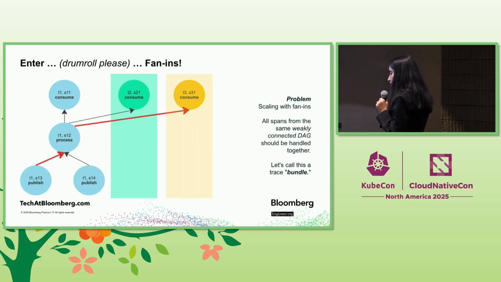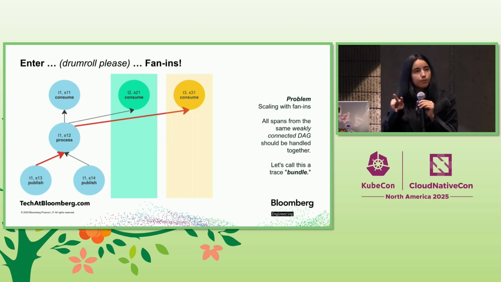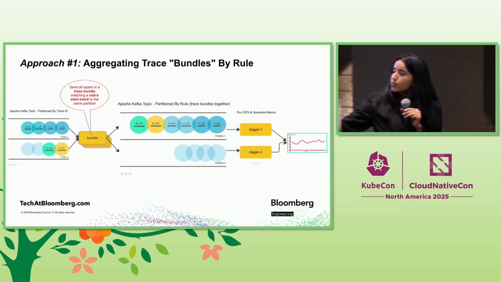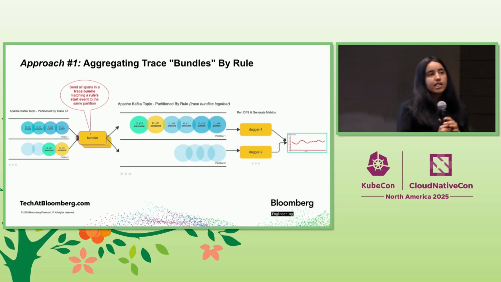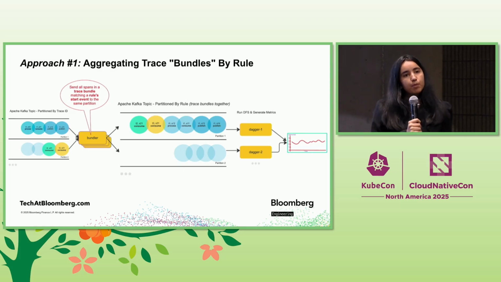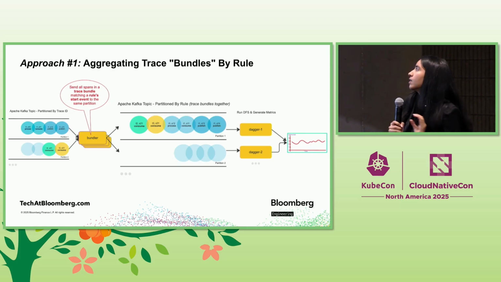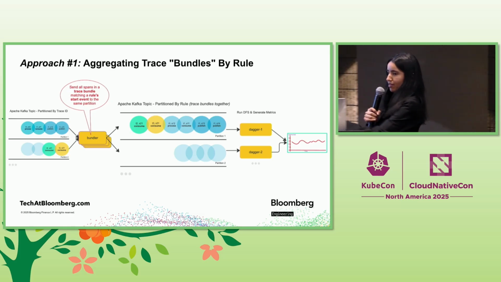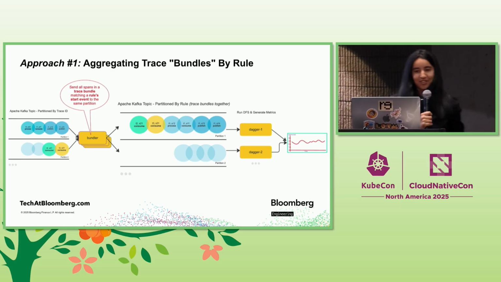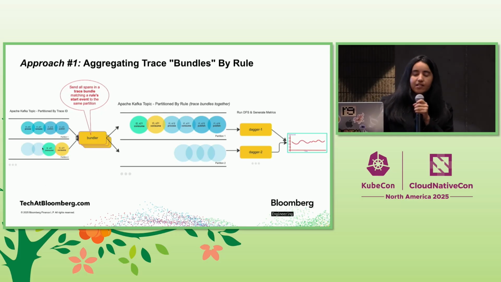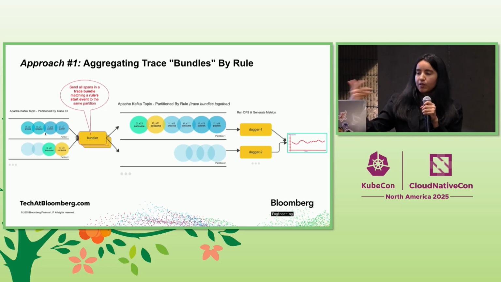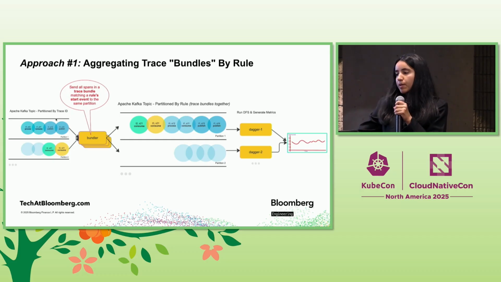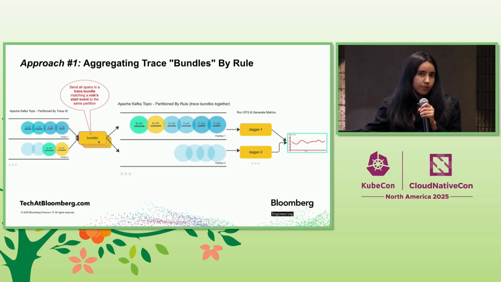So let me now go into 2 specific approaches that we took to solve this problem. The first one is where we aggregate trace bundles by rule. This is going to be a mouthful, and I will absolutely take questions later and talk about it in the hallway, but just try your best to follow. So let's consider this input Kafka topic. We've got this topic that is partitioned by trace ID. These spans are going into a service called Bundler.